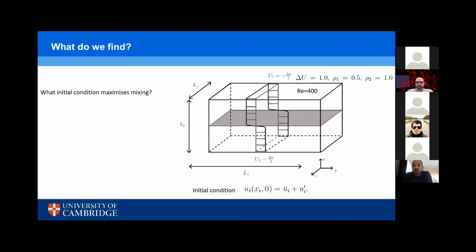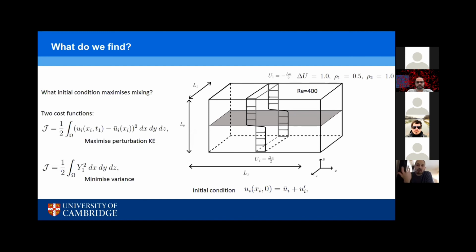What that means is we now have to come up with some cost function which measures mixing. And we have two cost functions in mind. More could be made up. The first cost function is, again, the perturbation kinetic energy. So one theory could be that any initial condition that maximizes the perturbation kinetic energy means that there will be more mixing in the flow. This is just a theory. We'll see whether it works well or not.